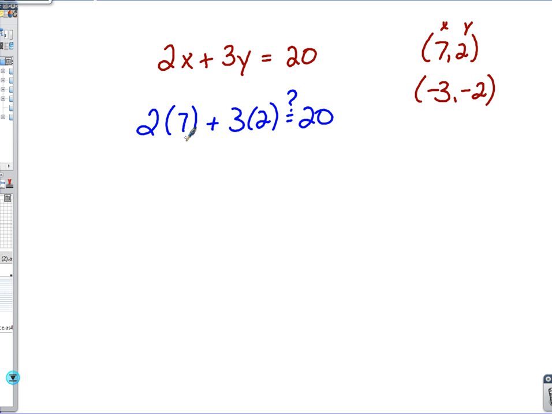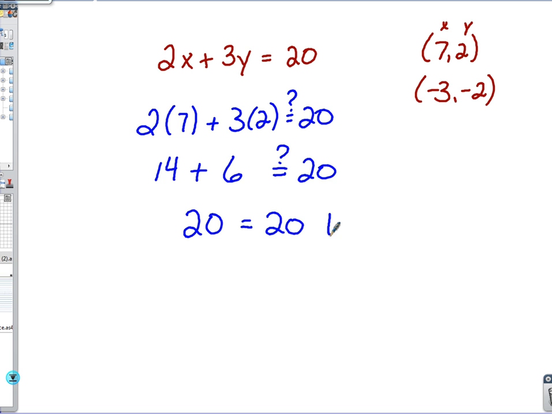Remember, order of operations: parentheses, exponents, multiply, divide, add, subtract. We're going to multiply because all we have here is multiplication and addition. 2 times 7 gives me 14, plus 3 times 2 gives me 6. And I still want to determine if that equals 20. As we do 14 plus 6, we see that we have 20 equals 20, which is a true statement. So therefore, (7, 2) is a solution to that equation.